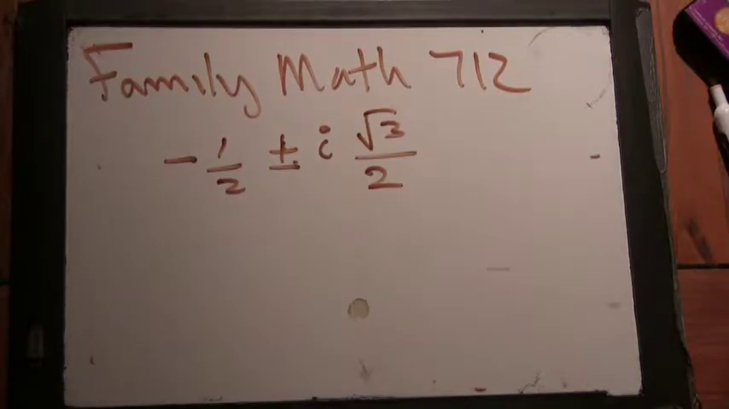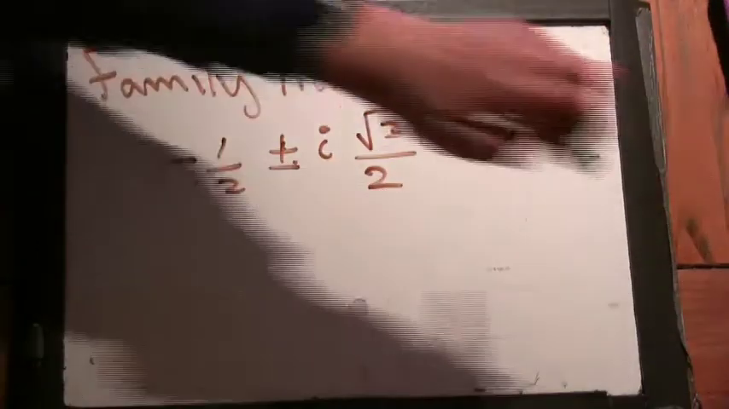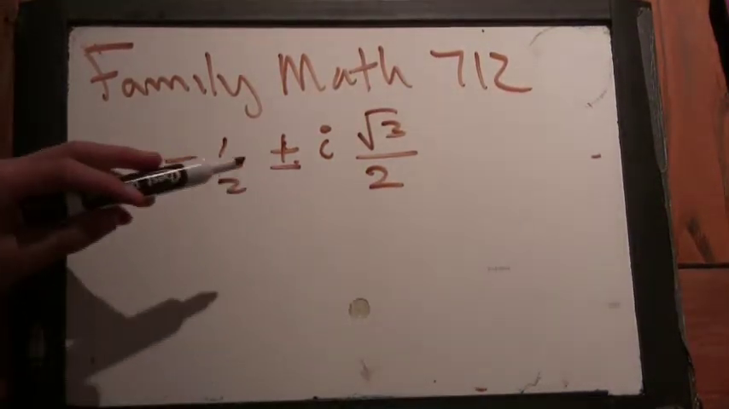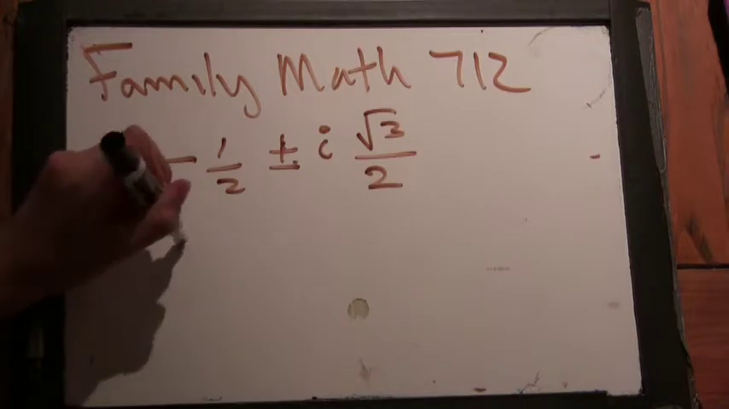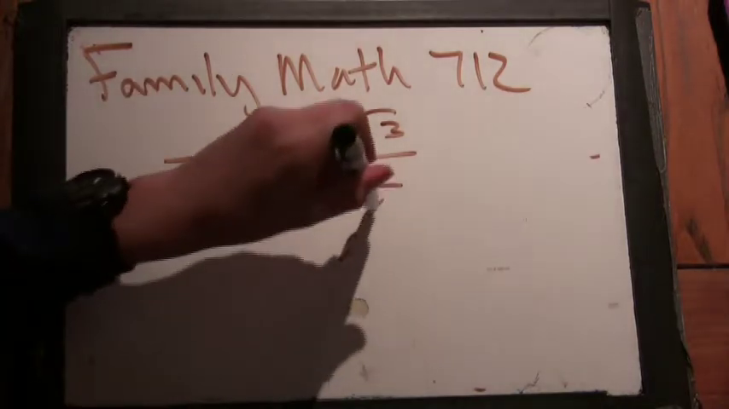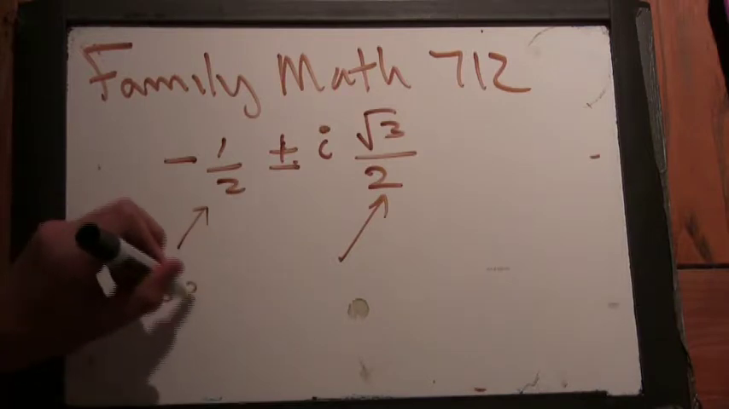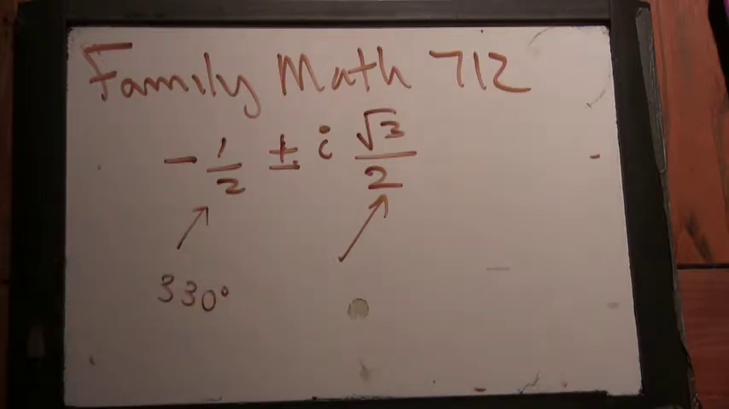Oh yeah, where? Well, in this case, this is going to be the sine, this is the sine, and this is the cosine of 330 degrees. Okay, that's true. That's right. Any other angles where you might be able to put this into thinking about sines and cosines?